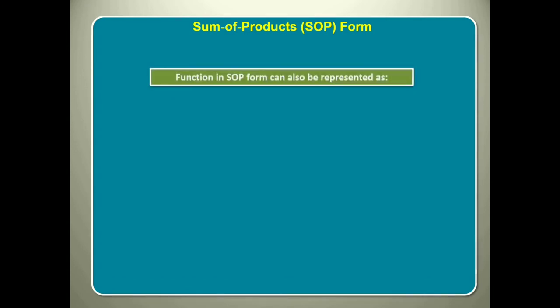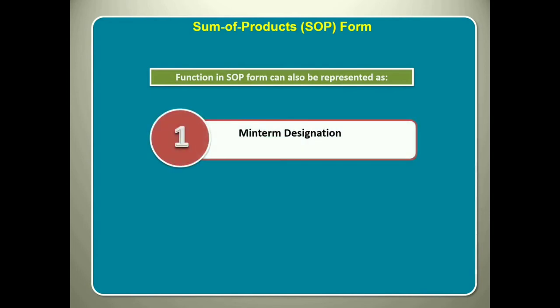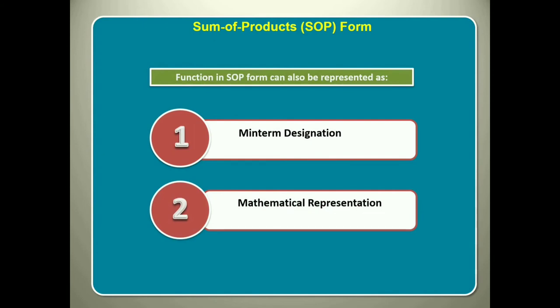Function in SOP form can also be represented in minterm designation and mathematical representation. From the previous example, you see that if a minterm is denoted in short notation, you can express the function as m1 plus m4 plus m6 plus m7. This is known as minterm designation. The same function can also be expressed in a mathematical way as shown on the screen.